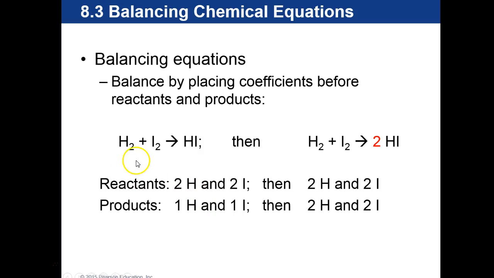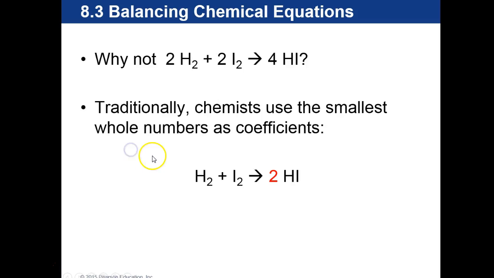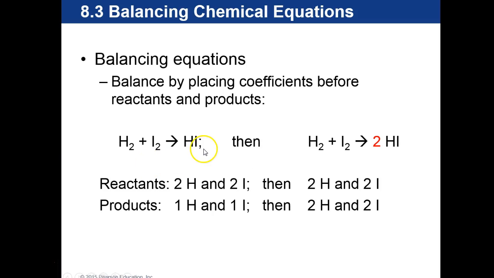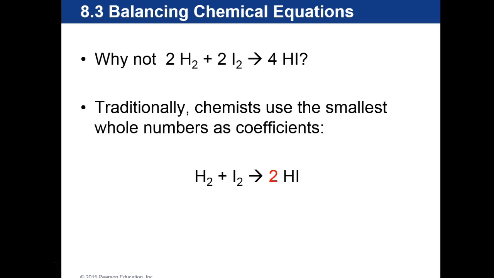If H2 plus I2 goes to HI, we need to make sure that if there's 2 hydrogens on the left, we have 2 hydrogens on the right. So here we have H2 plus I2 goes to 2HI. So why isn't it 2H plus 2I, or 2H2 plus 2I2 goes to 4HI? Traditionally, chemists use the smallest whole numbers as coefficients.